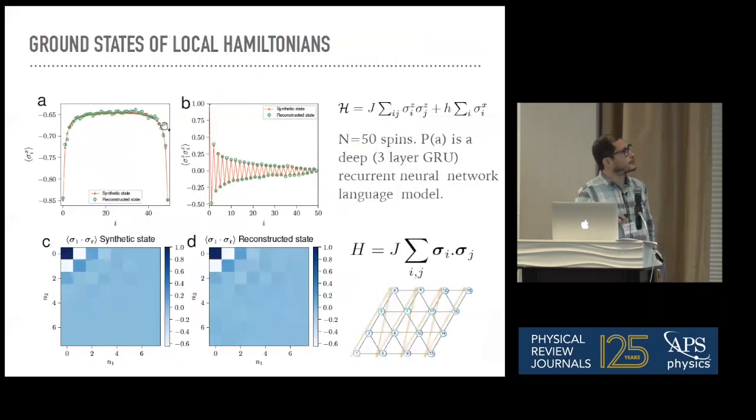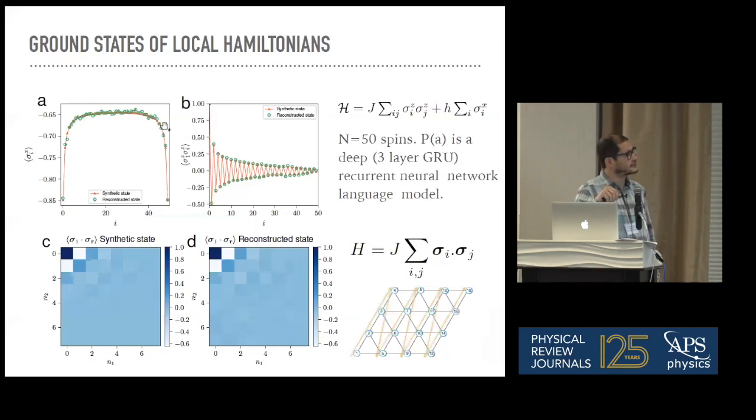And then finally, we wanted to see if we could apply this type of ideas to the reconstruction of ground states of local Hamiltonians. So we started with the transverse-field Ising model in 1D, the antiferromagnetic transverse-field Ising model. Okay, so it's this system, it's in 1D. We took a chain of 50 spins.